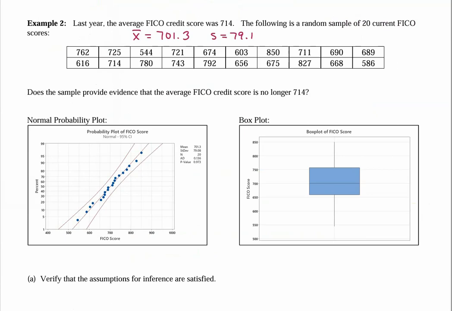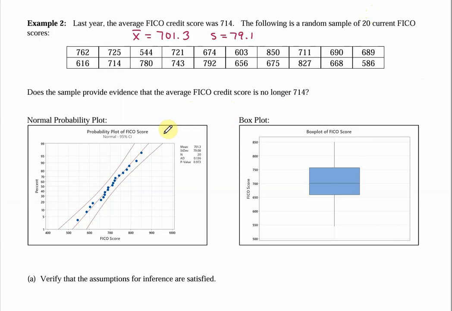The second example has a small sample size, and that's why the graphs are showing up. So if you look up here, we have a random sample of 20 current FICO scores. 20 is not that big, it's less than 30, and since it's less than 30, we can't just immediately jump to the central limit theorem. We've got to make sure that things look okay here. So for the large enough or nearly normal condition for inference, we've got to go the nearly normal way this time because we don't have large enough, right? 20 is too small.